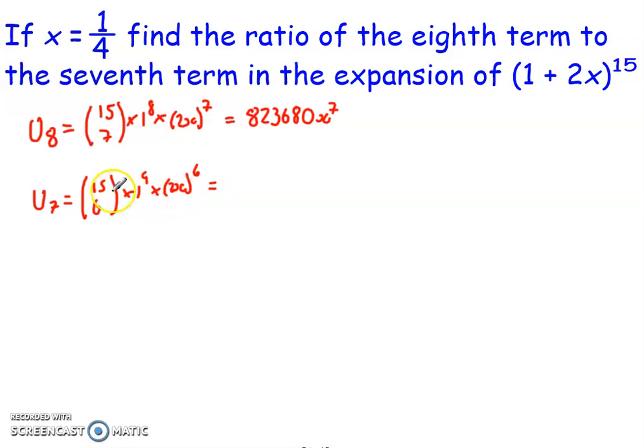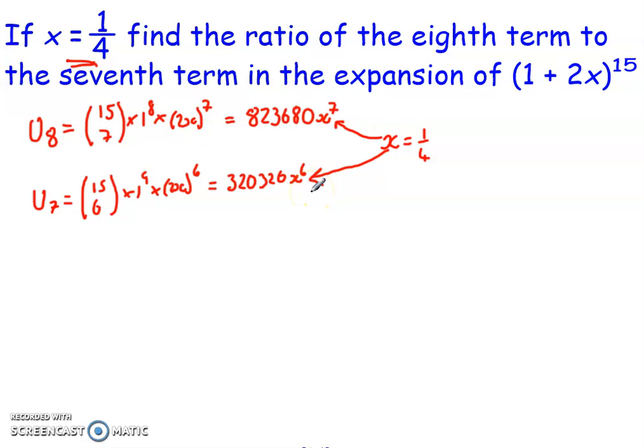Put that all together, so calculate my 15, 6 binomial coefficient, times it by 2 to the power of 6. What you end up getting is 320,320 x^6. Great, so I've got my two terms there. What I now need to take into account is the fact that I was told x was equal to a quarter. So if x is equal to a quarter, what I have to do is plug x as a quarter into both of those and calculate it through.